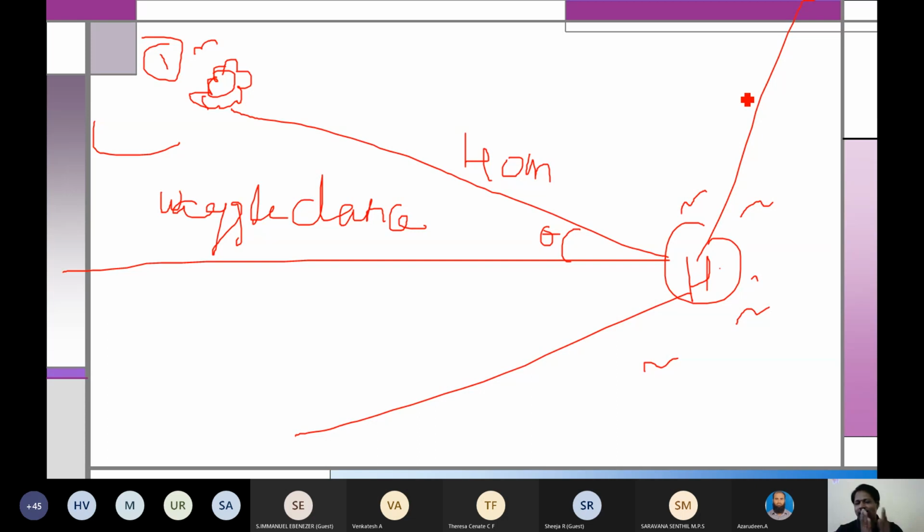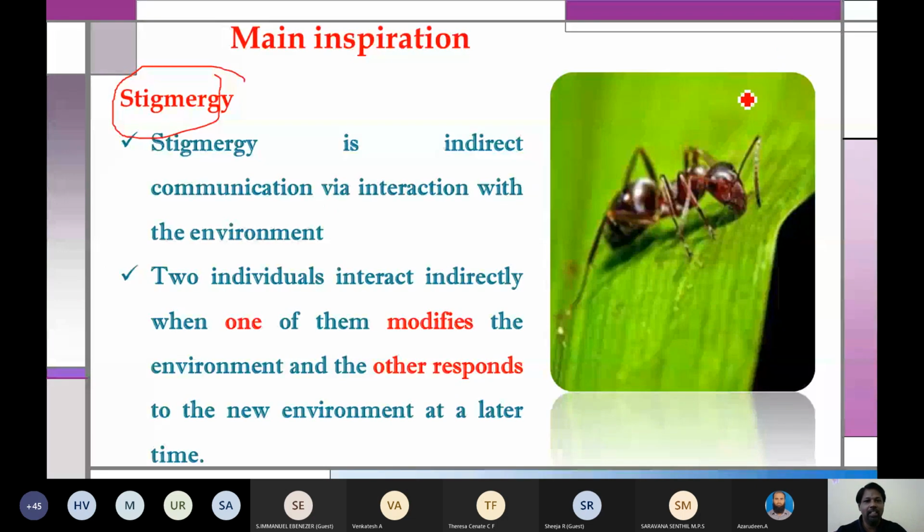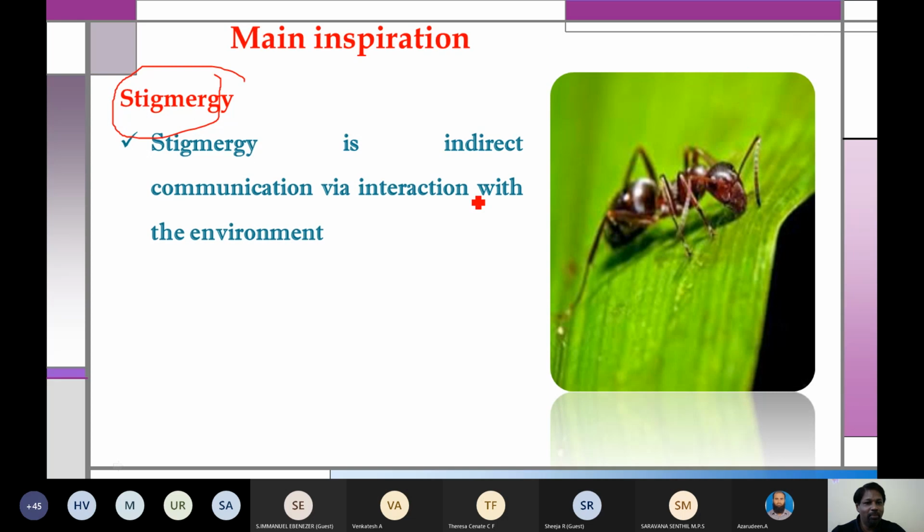Okay, and just think of ants. Stigmergy is an indirect communication, an interaction with the environment. I hope you can understand what stigmergy is. It's an indirect communication via interaction with the environment. So the dance is there. With respect to the dance only, bees will understand how things are happening. Okay, that is for the bees.